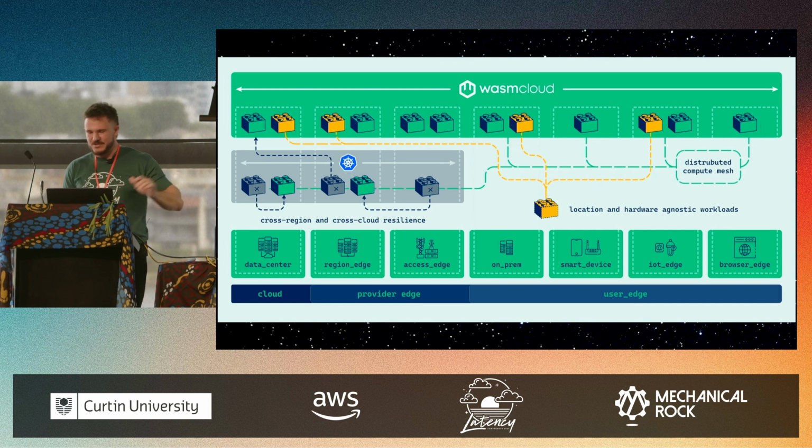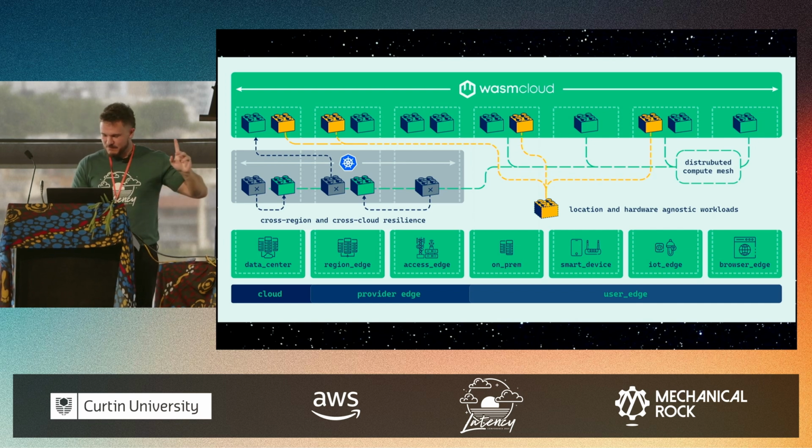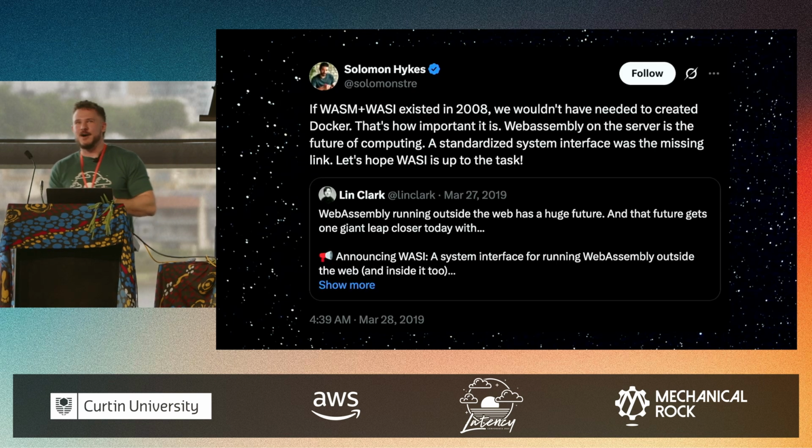And so I'm about to show you a really inflammatory tweet, but it's made by the creator of Docker. So if anyone was going to make this next statement, surely the creator of Docker has a right to, which is that if WASM and WASI existed in 2008, we wouldn't have created Docker. And that's the creator of Docker saying that. So it's a pretty inflammatory statement. This was made back in 2019, before WASI had made the progress that it has right now.